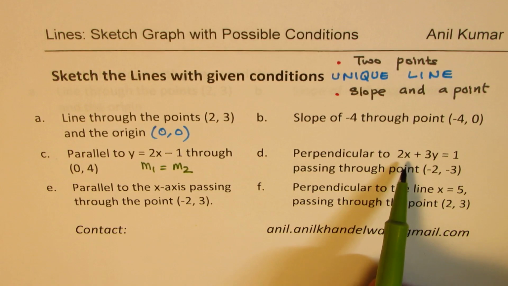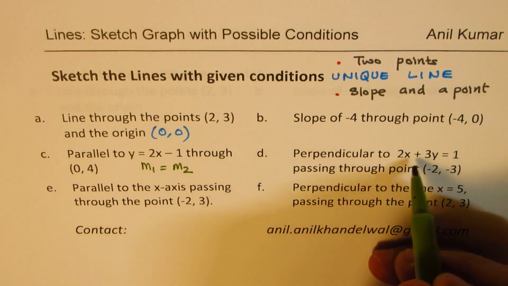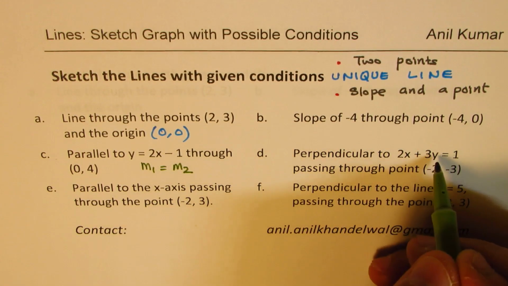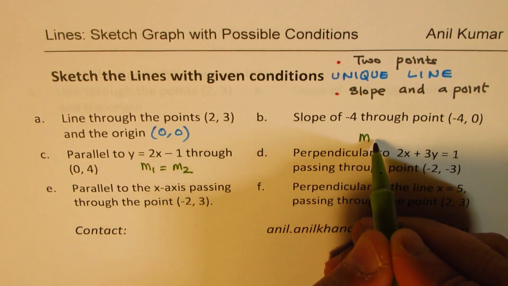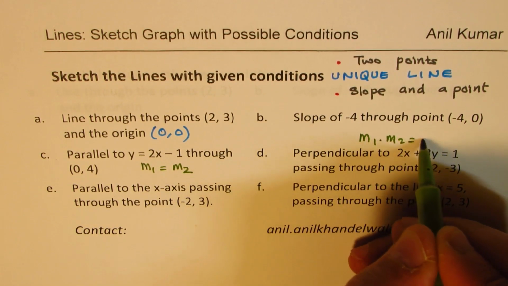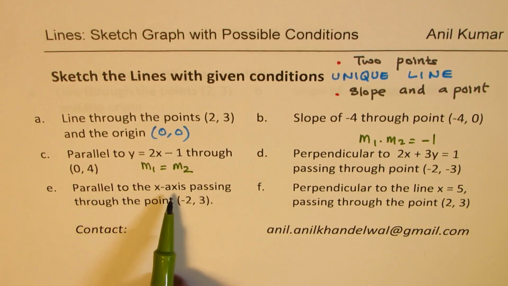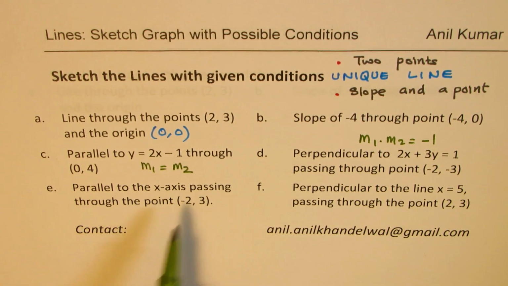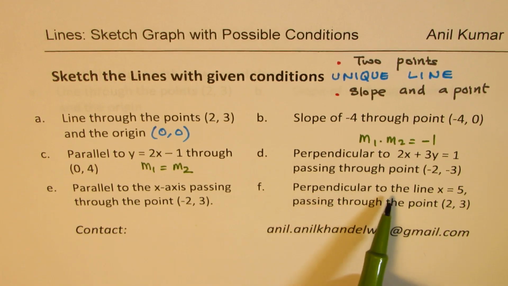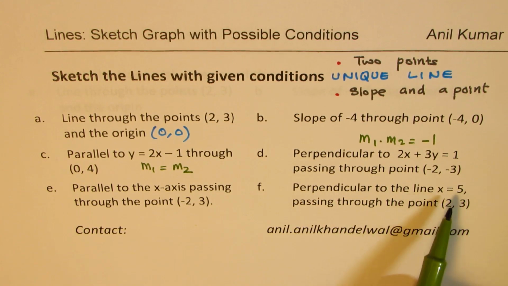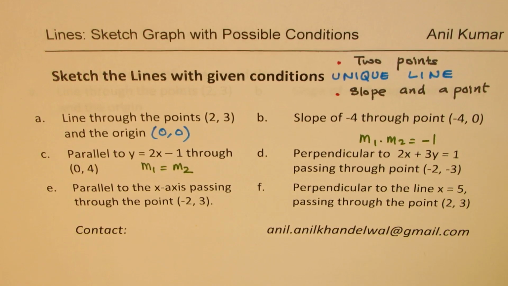D, perpendicular to a line. So when the lines are perpendicular, then the slopes are negative reciprocal, or you can say M1 times M2 is minus 1. Then we have parallel to x-axis, so slope is known to us, passing through a point. Perpendicular to the line y equals x, slope is known to us, passing through the point.